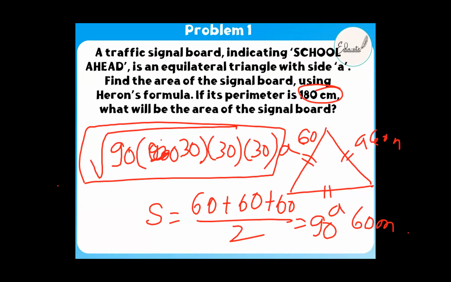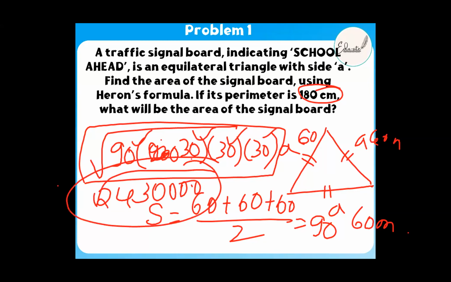Just tell me what is 9 into 3 into 3 into 3. This becomes 27. 27 into 9 is 243 with 3 zeros. It is 243. 1, 2, 3, 4 zeros, and this is the root. So this is how we calculate the root of this much.